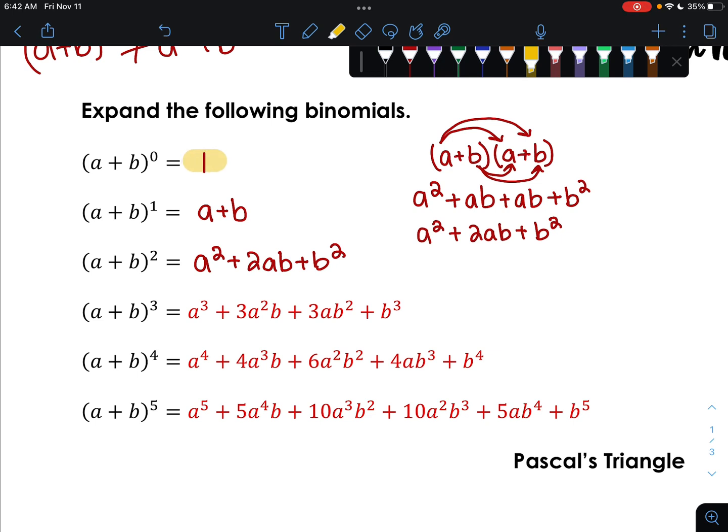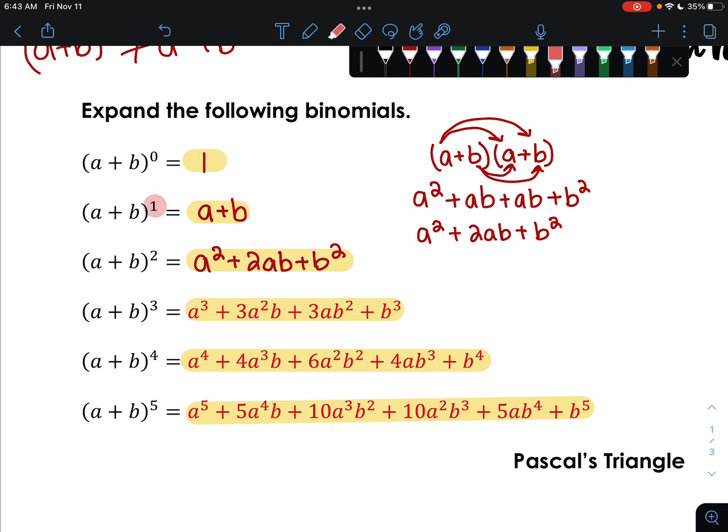So take a second, look and see what patterns you see with all of these fully expanded, because our goal is to make this so we do not have to write it out like this every single time and multiply and multiply and multiply.